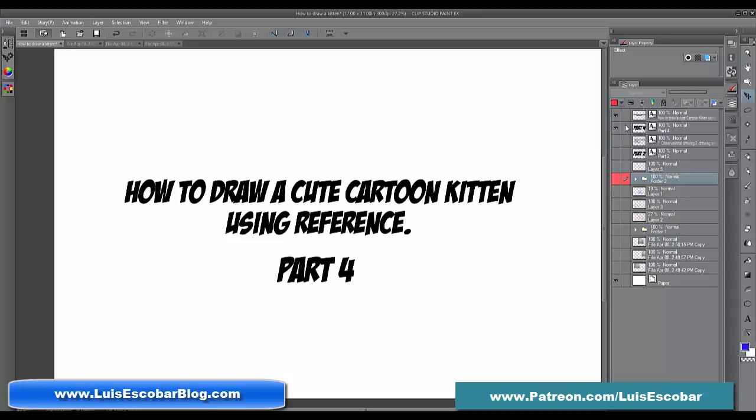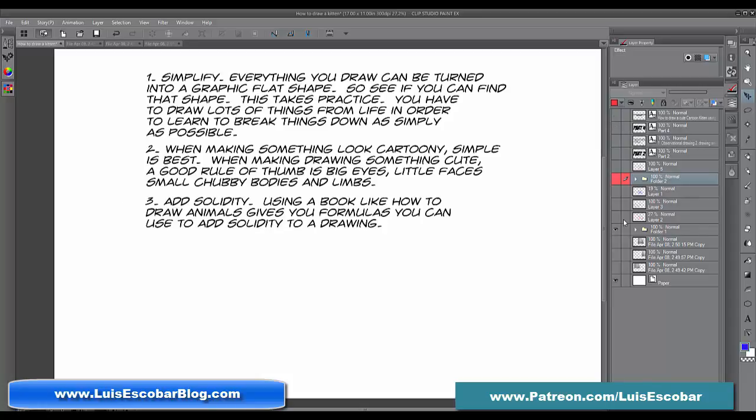Today we're going to be talking about how to finish up a drawing. Up to this point, we've talked about simplifying everything that you draw, and then adding cartoony principles, and then adding solidity to your drawing. And today we're going to be finishing up the drawing to a certain extent.